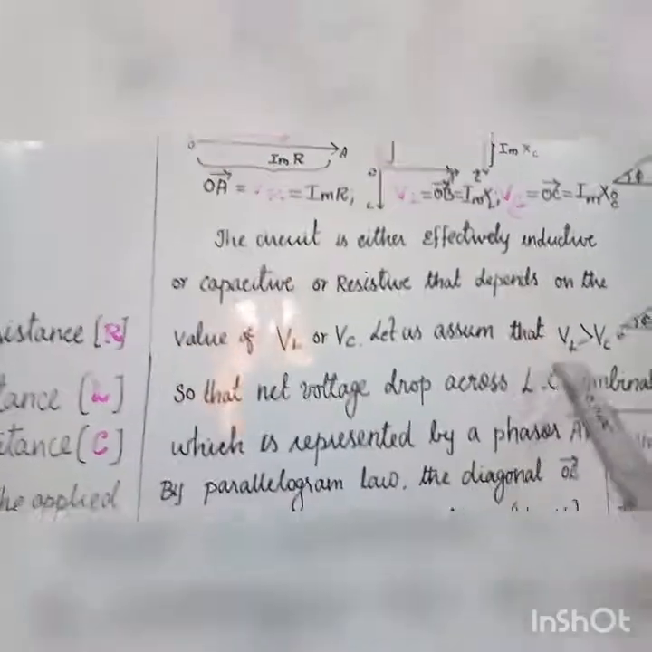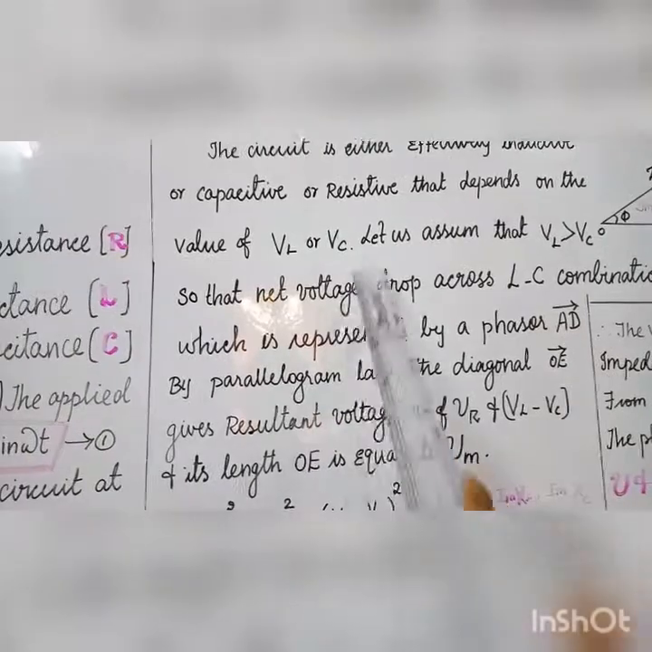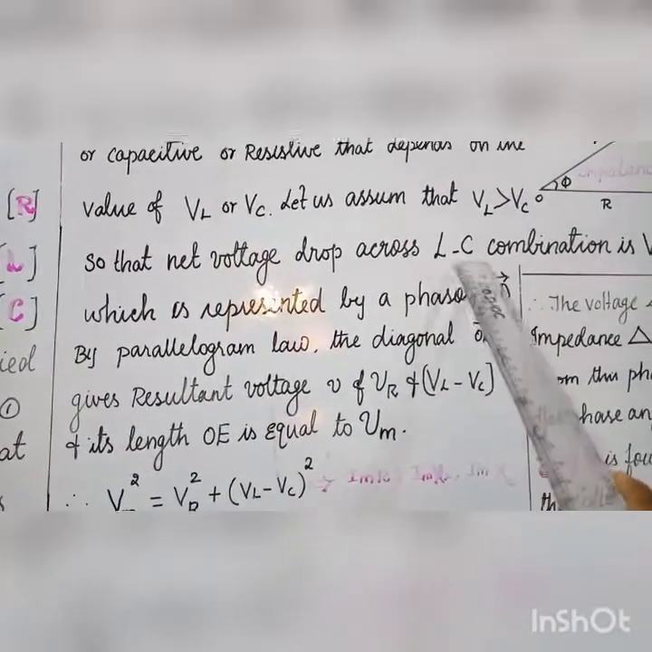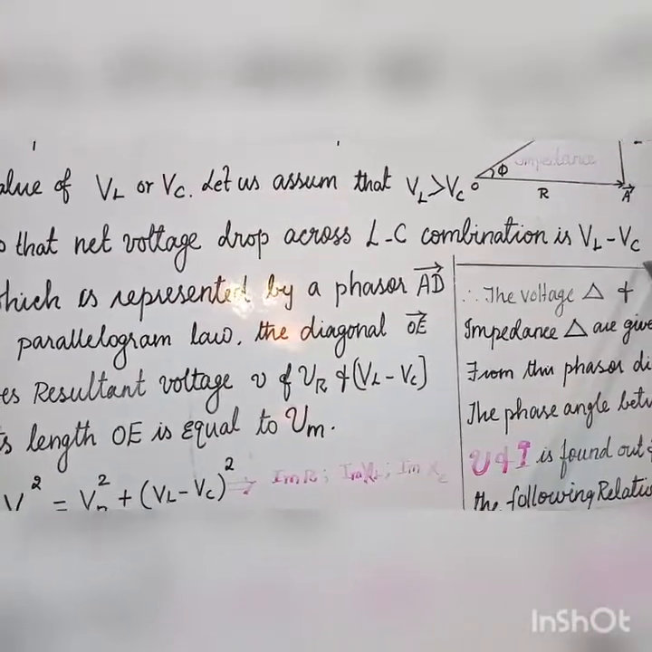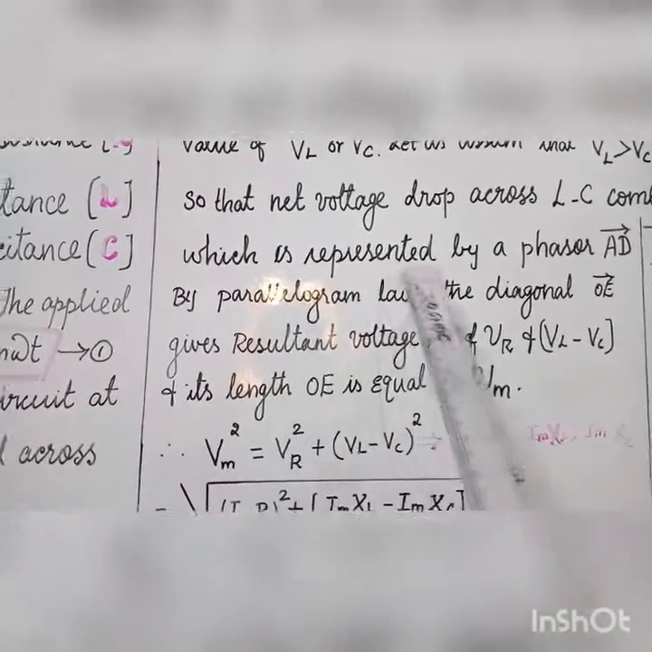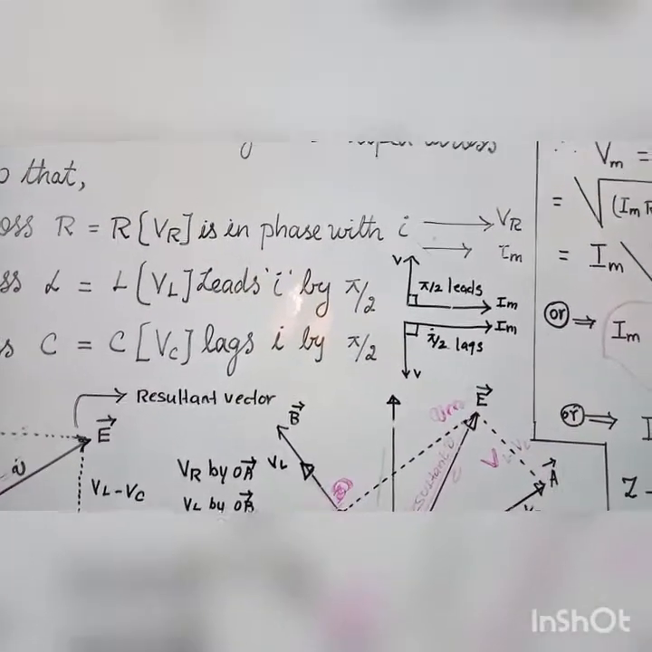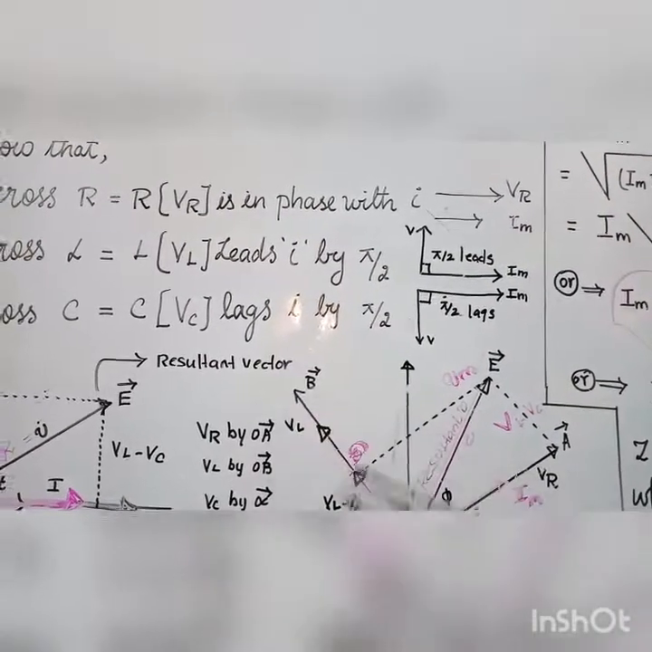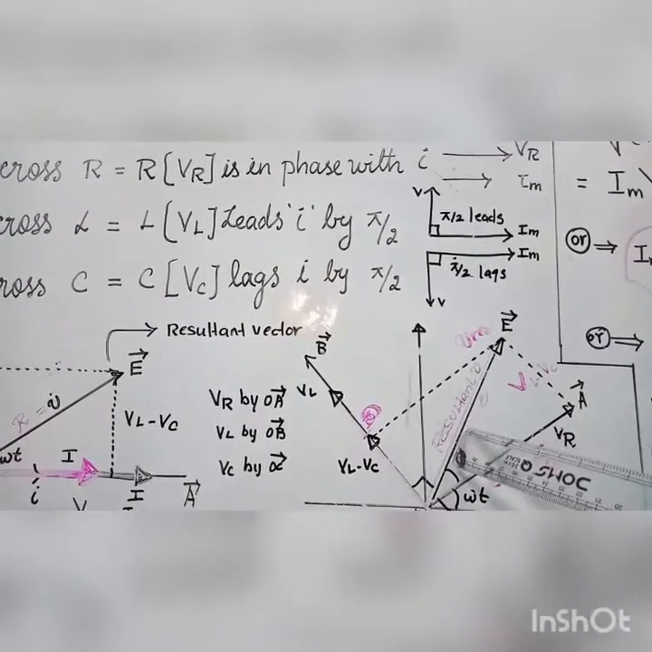Let us assume that VL is greater than VC, so that the net voltage drop across the inductor and capacitor combination is VL minus VC. It is represented by the phasor AD. In the phasor diagram, this is the AD. The OA vector, OB vector, OC vector, and OD vector is the resultant vector. Consider voltages.